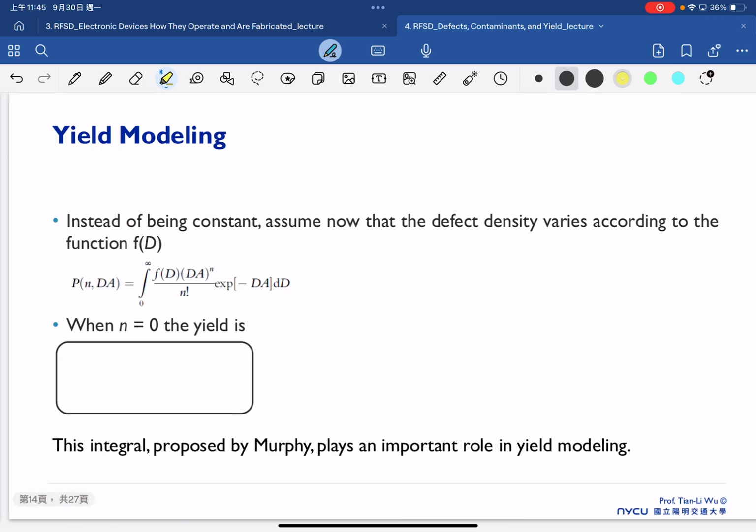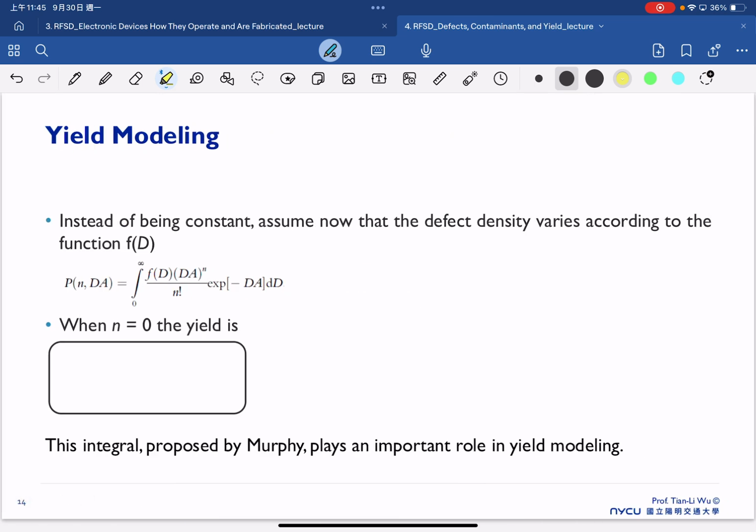Sometimes we also need to consider a little bit more, because previously we only considered the defect as a constant defect distribution, but sometimes the defect density is just not a constant. It is a function with all kinds of possibilities. We might have an exponential distribution of defect, we might have a Gaussian distribution of defect. We can have all kinds of distributions of defect. So now we have to extend the previous consideration, with defect density D now equal to f(D).